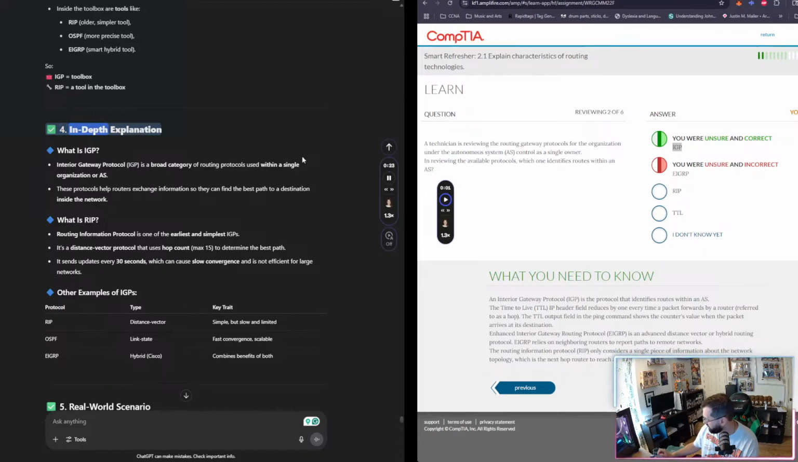In-depth explanation. What is IGP? Interior Gateway Protocol (IGP) is a broad category of routing protocols used within a single organization, or AS. These protocols help routers exchange information so they can find the best path to a destination inside the network. What is RIP? Routing Information Protocol is one of the earliest and simplest IGPs. It's a distance vector protocol that uses hop count, max 15. Okay, IGP. That's why it's a category, because it is all of the protocols. I can make that make sense in my brain.